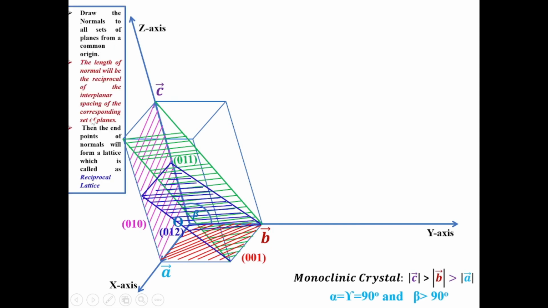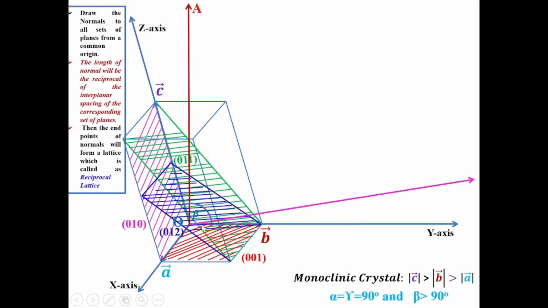Now, according to the procedure, we have to draw the normals to all sets of planes from the common origin. Okay, so this is your origin. From this origin, we have to draw the normals to all sets of planes. So here the planes are this one 001, 010, then 011, then 012. We have to draw the normals to all the planes like this. Here this is the normal, that is your OA normal on the 001 plane.